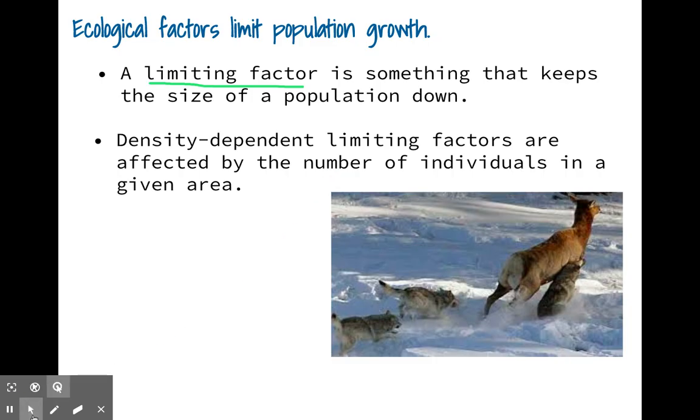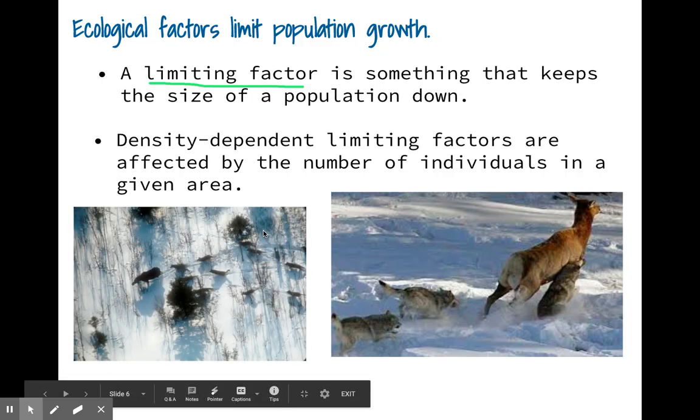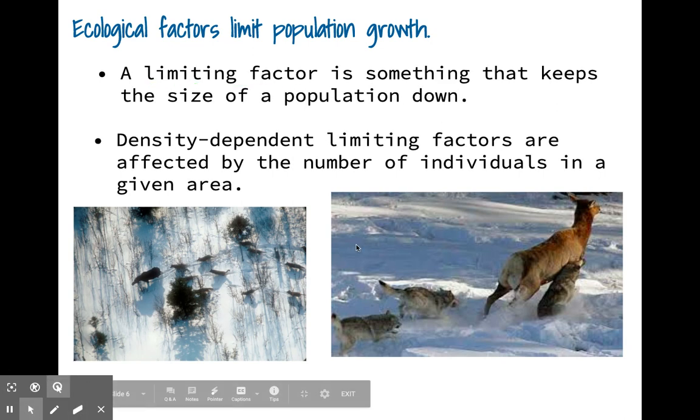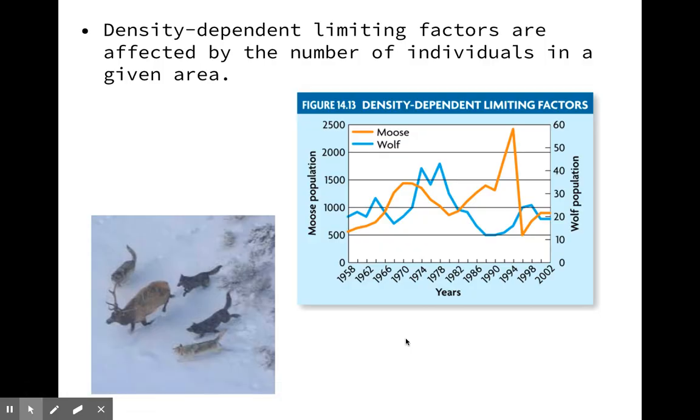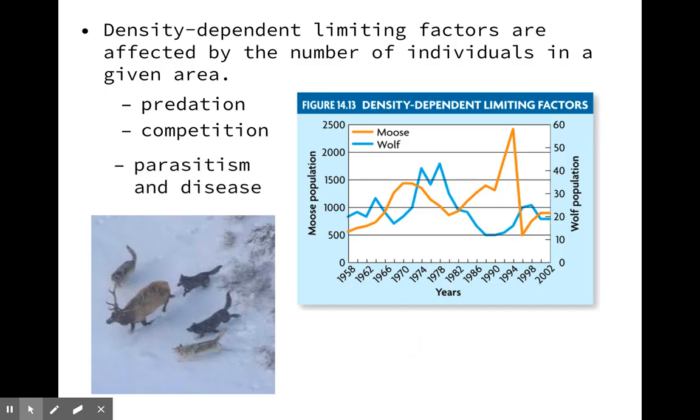When we have density-dependent limiting factors, those are affected by the number of individuals in a given area. As we see here, we have some wolves that are attacking, it looks like, this deer in this instance. A limiting factor. Some things that are density dependent would be predation, competition, and parasitism and disease. So what does that mean? That means that these populations are going to fluctuate.